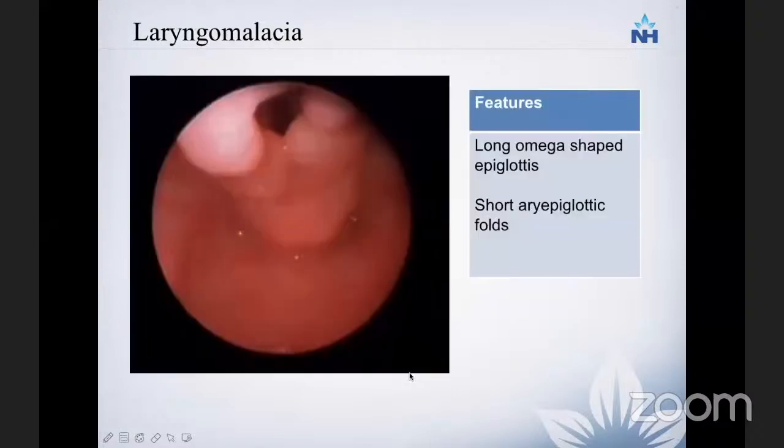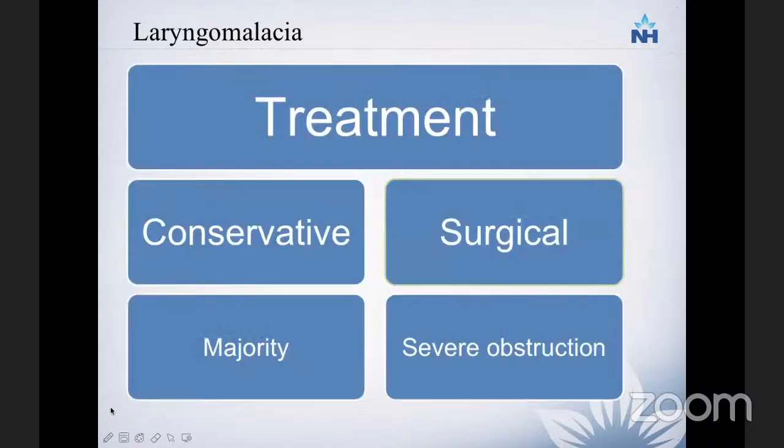So further, as the stridor was very severe, we had to intervene, and we first did a diagnostic bronchoscopy. So in laryngomalacia, we usually see a long omega-shaped epiglottis on bronchoscopy, and also a short aryepiglottic fold.